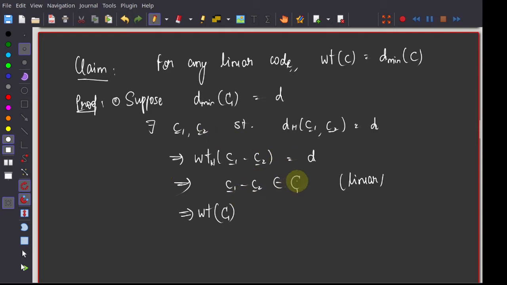No, no. So C is the code book. Right? C is the code. C1 minus C2 is a code word. There is one code word in this code book whose weight is equal to d. So what can you say about the minimum Hamming weight of the code book? Equal to d? Why?